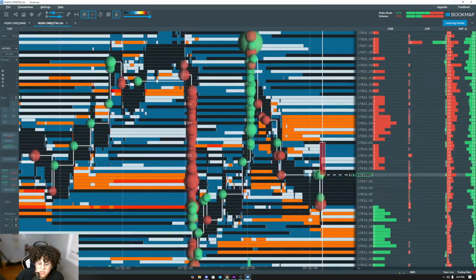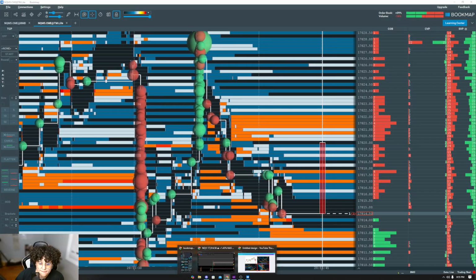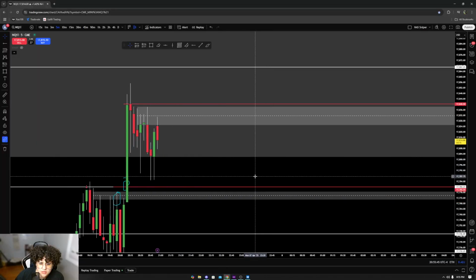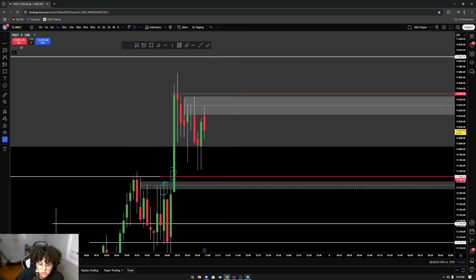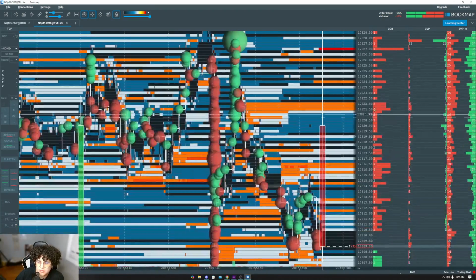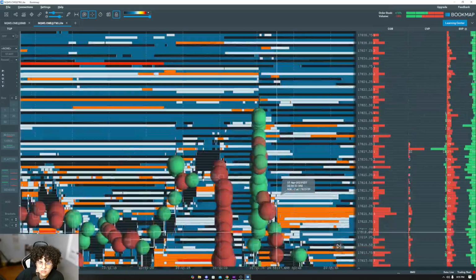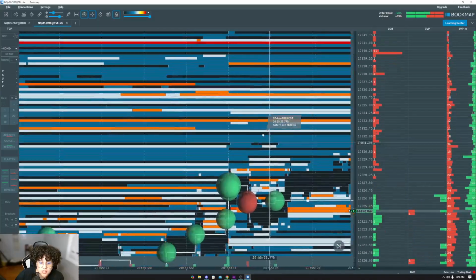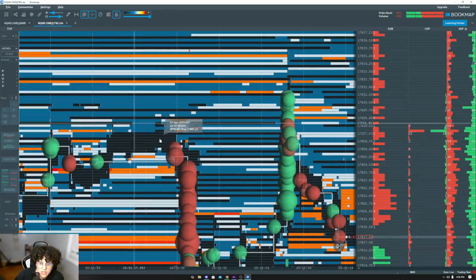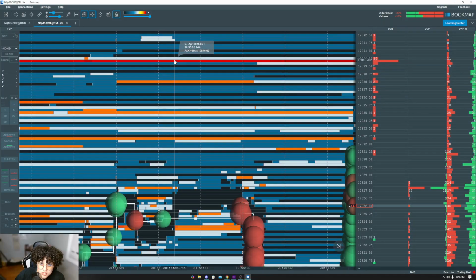Okay, let me see how this looks on the chart. Yeah, I rejected this area here. But I want to see how that looks on Bookmap, though. I mean, yeah, as you can see, there really was no area of interest here, right? There was no orders like this one.